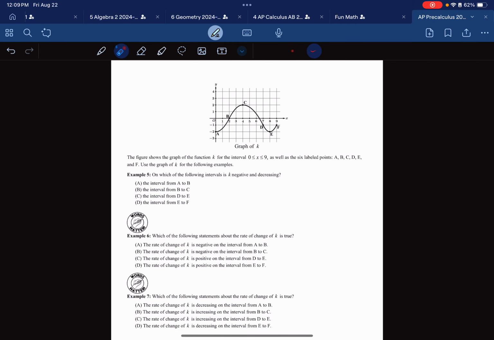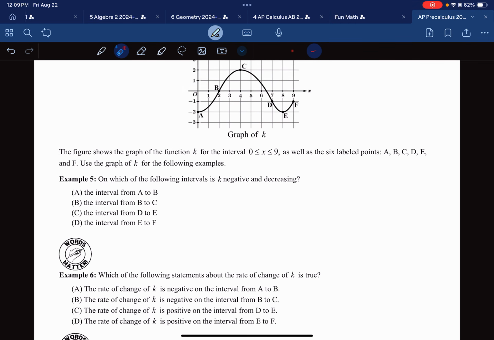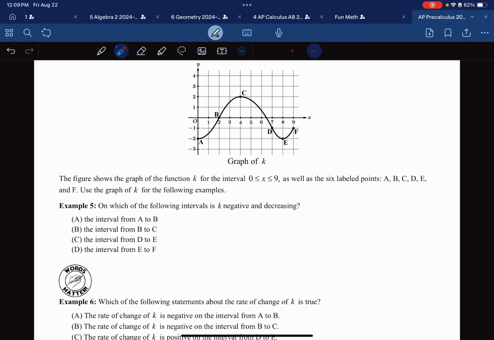All right, two more pages left. Let's do some more examples. We've got a cool function up here. Let's just jump in and read example 5.